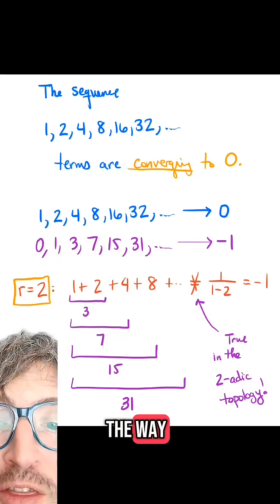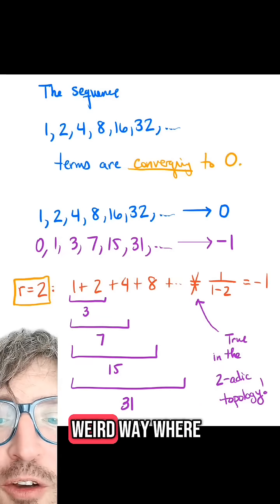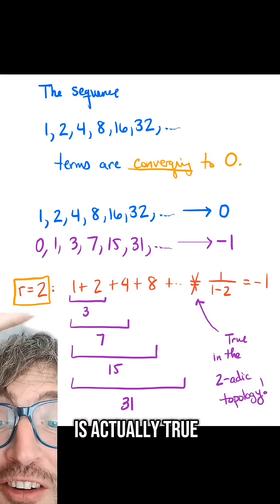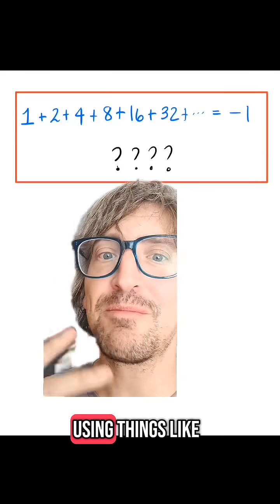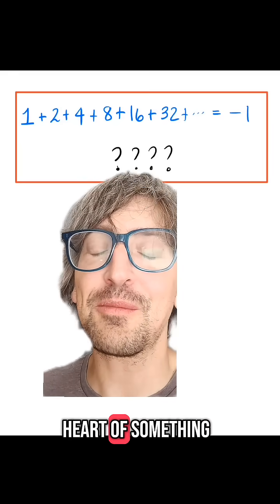And if I get out of the way, those are actually the numbers we saw as our partial sums earlier. So in this weird way where having lots of powers of 2 makes you small, this red equation is actually true. Believe it or not, using things like this is actually really useful in algebra and geometry. It's at the heart of something called number theory.